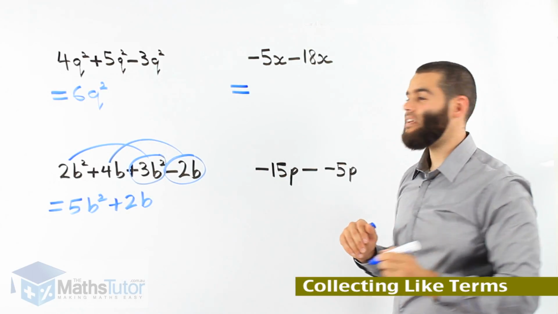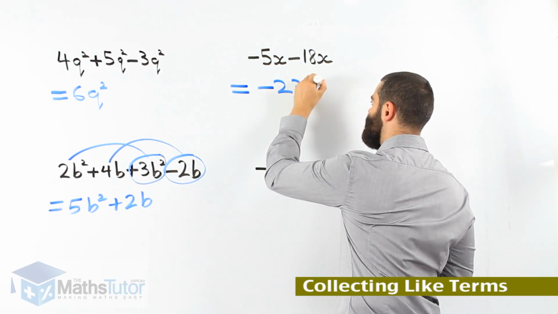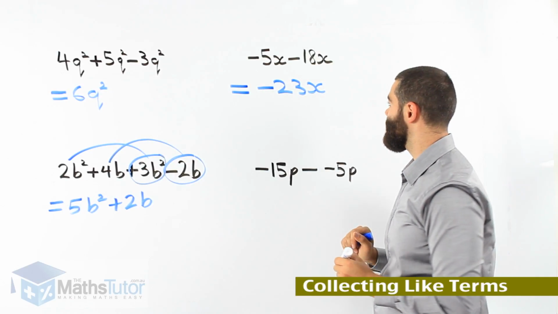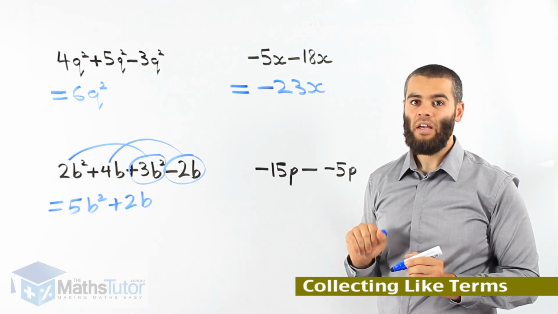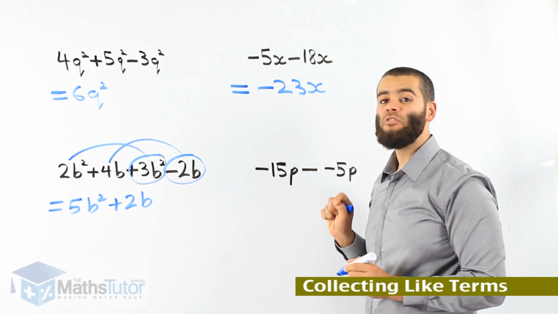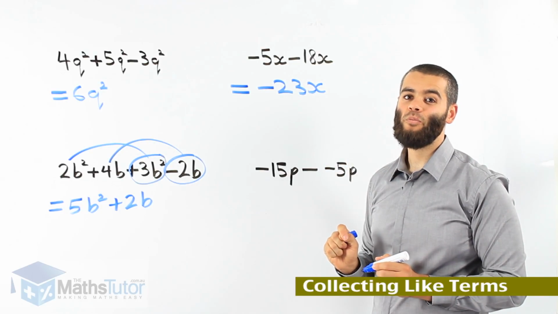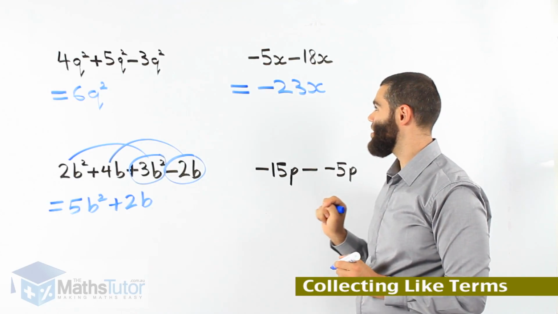Minus 5 minus 18 minus 23x. So minus 5 minus 18 is negative 23, and of course we put our pronumeral, negative 23x. If you get stuck, you can use your calculator, but I tell students, please rely on your brain. You'll become very good and you'll be a master in mathematics.